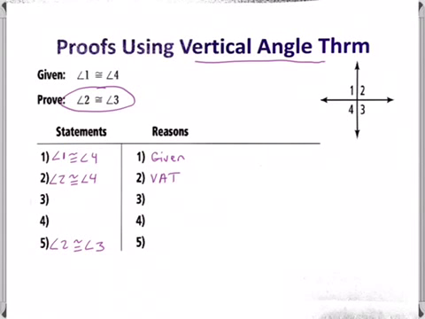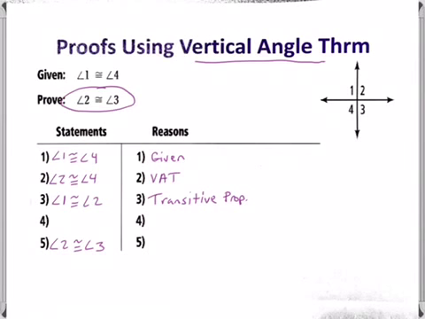Well, here's something funny. If 1 and 2 are both congruent to angle 4, doesn't that mean 1 and 2 are congruent by the transitive property? Well, let's use that. So angle 1 must be congruent to angle 2 by the transitive property.